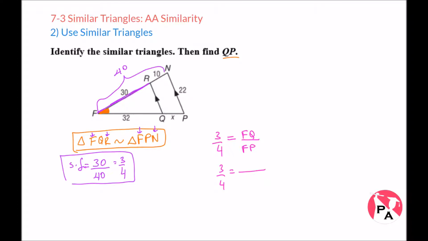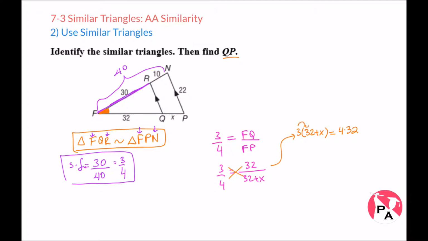Now we are going to plug in the measures that we have. I know FQ is 32 because it is given, but what about FP? What is the length of this side? It is 32 plus X. This one was 30 plus 10. They were like terms. We added them together to get 40, but these are not like terms. We cannot combine these two. So we are just going to say 32 plus X for the side. Now we are going to do cross multiplication. 3 times 32 plus X equals 4 times 32.